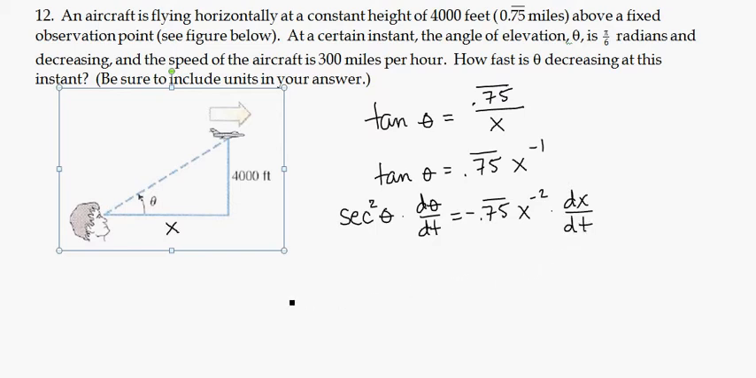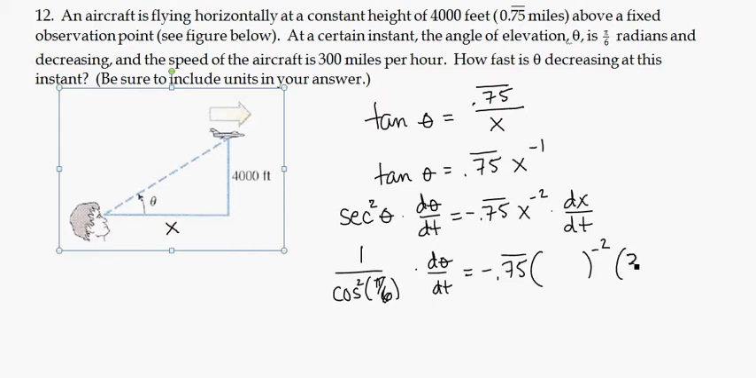So now we have to figure out all of our known conditions. We are given that theta is pi over 6. So to evaluate secant squared, I'm going to just do 1 over cosine squared of pi over 6. I don't know what d theta/dt is, I'll go back to that. Then I have my negative 0.75 repeating. dx/dt I know, so that's my 300 miles per hour.